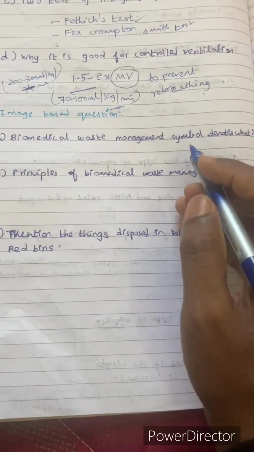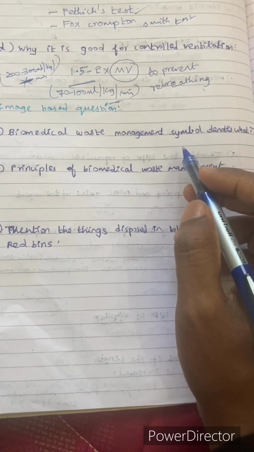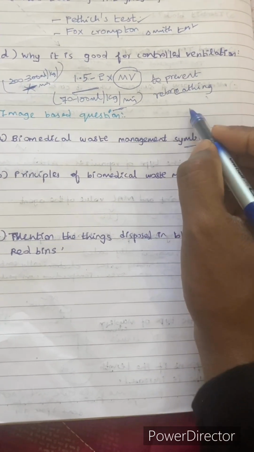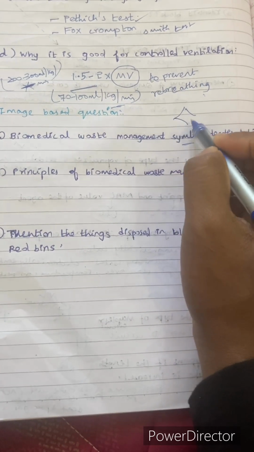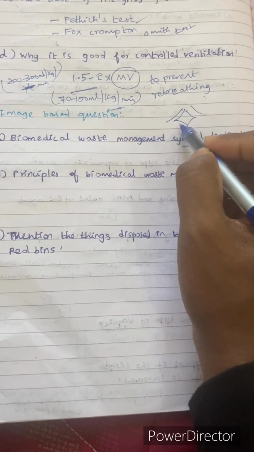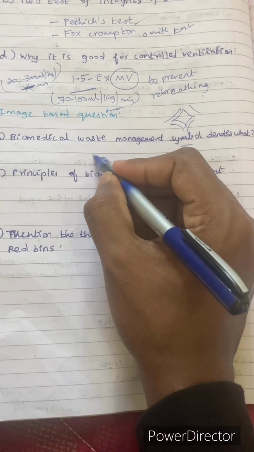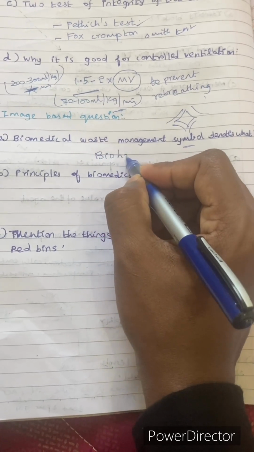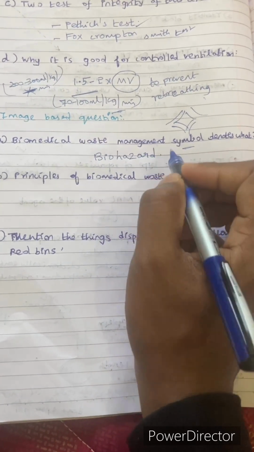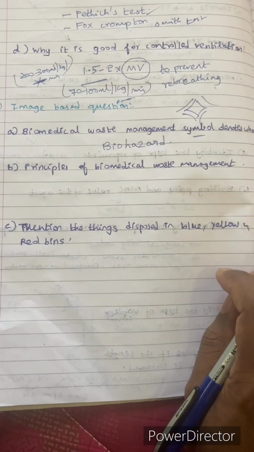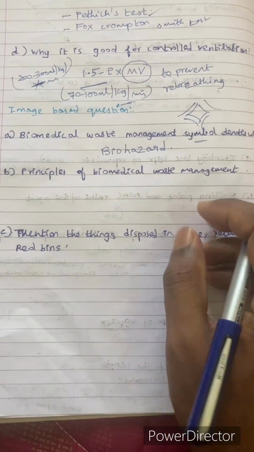Coming to the next, you have an image-based question again. Regarding biomedical waste management, they have shown the symbol and asked what the symbol denotes. What it denotes is nothing but a biohazard. It's a biohazard medical waste. So that is a symbol, a biotoxic medical hazard or something. Biohazard is the most commonly termed.